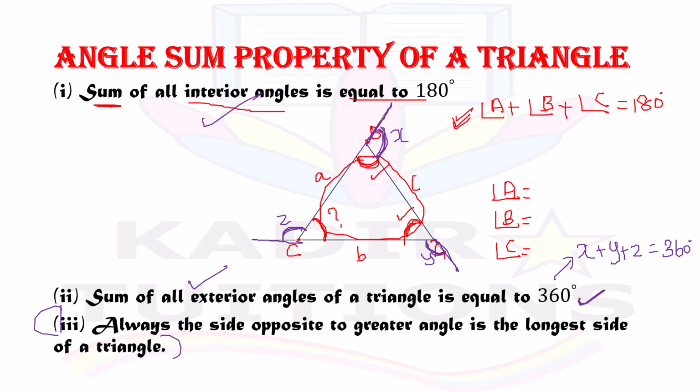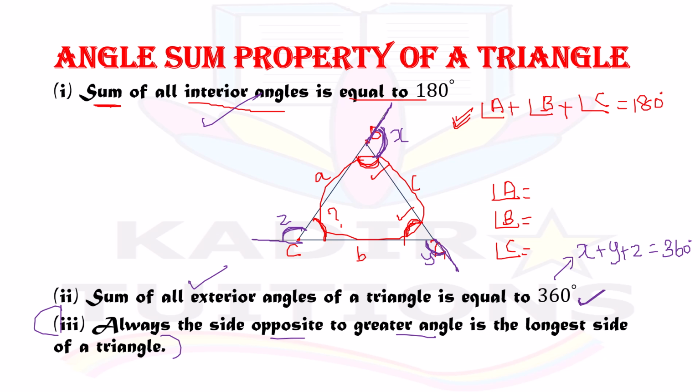Somewhere they would have said that in a triangle, the largest side is nothing but the side opposite to the greater angle. Somewhere it will be mentioned, so you have to know this. Always the side opposite to the greater angle is the longest side of a triangle.